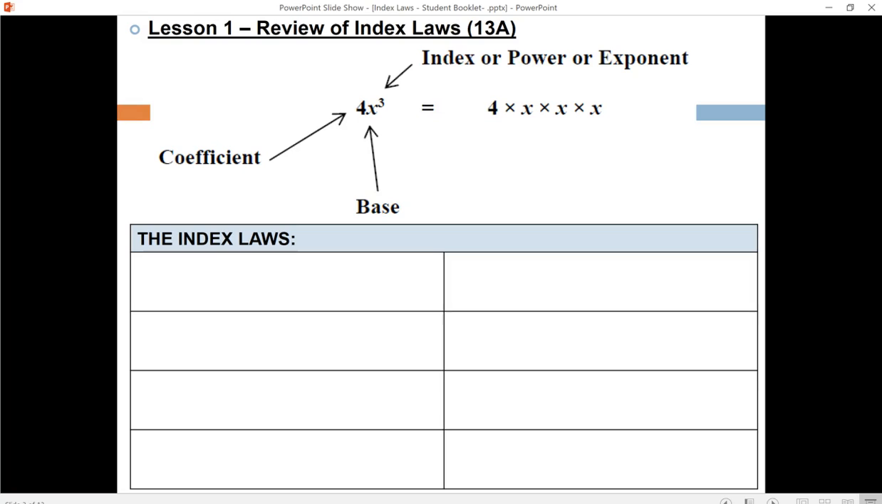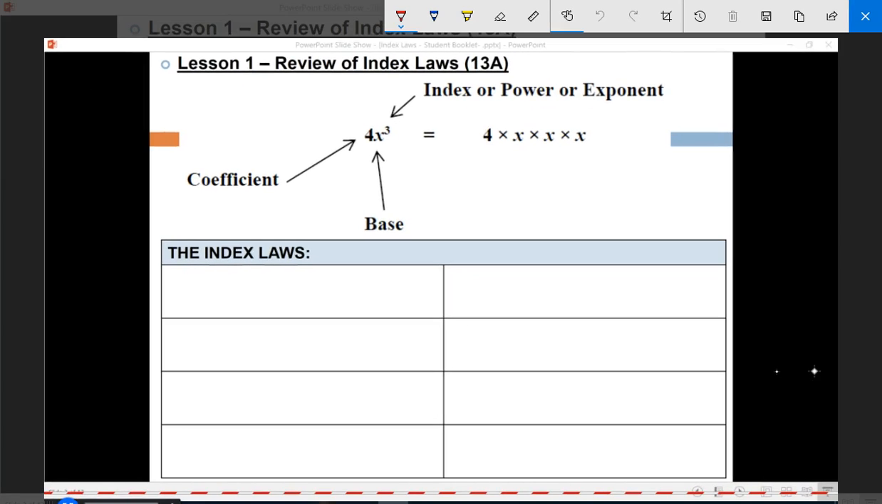Okay, so let's continue. We have 8 index laws that you guys should be familiar with. The first index law is the simplest, obviously. If I have a to the m, and I multiply it by a to the n, we are going to have what? A to the m plus n. So if I had x squared times x to the 5, it would be x to the 7.